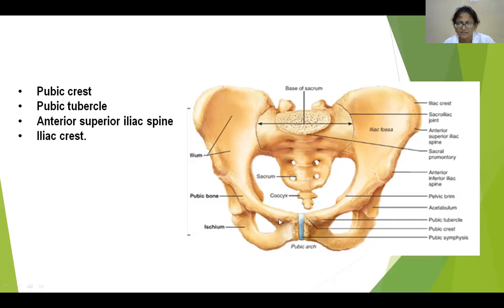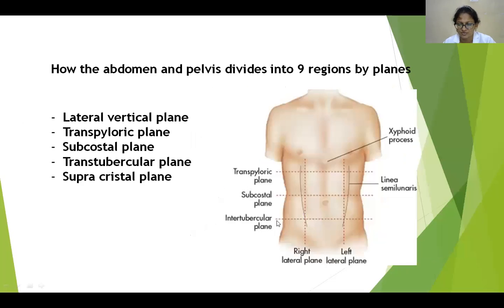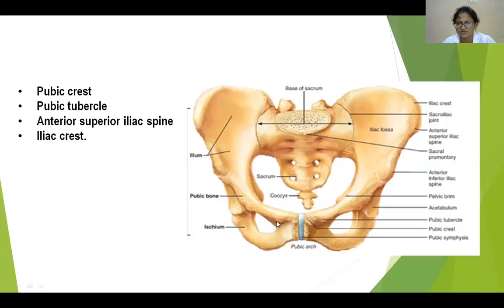What is the attachment for the pubic tubercle? It gives attachment for the inguinal ligament. This is the main important structure. The medial end of the inguinal ligament gets inserted at the pubic tubercle. This is about the pubic crest and pubic tubercle. Next we are going to discuss the anterior superior iliac spine.